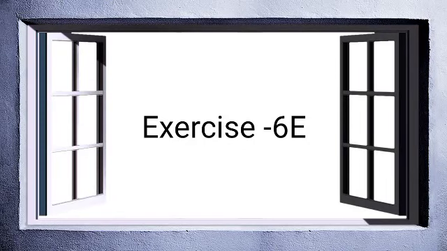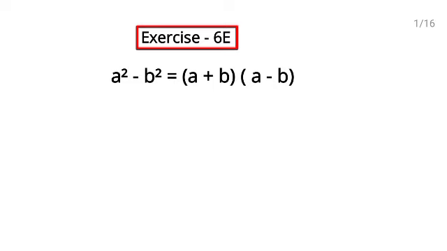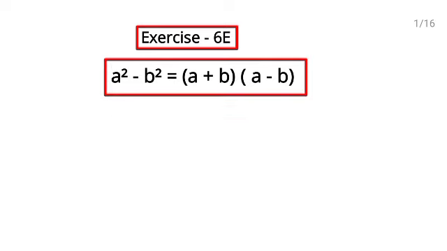Students, today we are starting exercise 6E, which is based on the identity a square minus b square is equal to a plus b into a minus b, right? You will directly learn this identity and how we will use it.